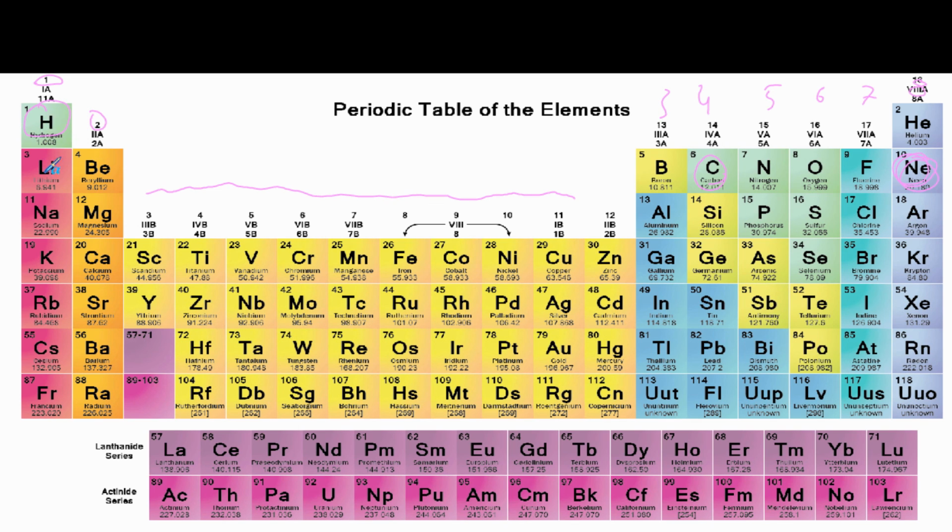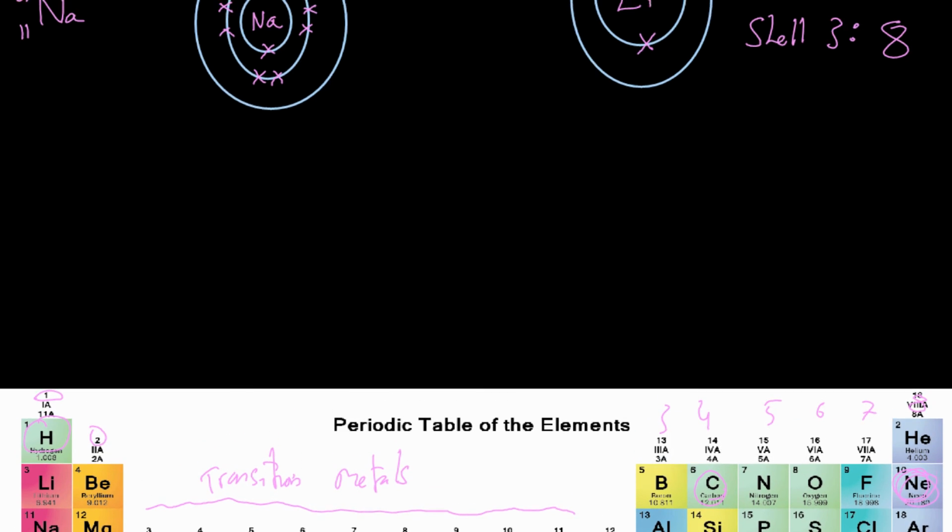So group 1 is all of these elements here. Group 2 is these. These here are called the transition metals, and they are not found within any groups. These do not count as groups. This is group 3, group 4, and so on, 5, 6, 7, and then group 8 or group 0. So that's the arrangement of the periodic table.